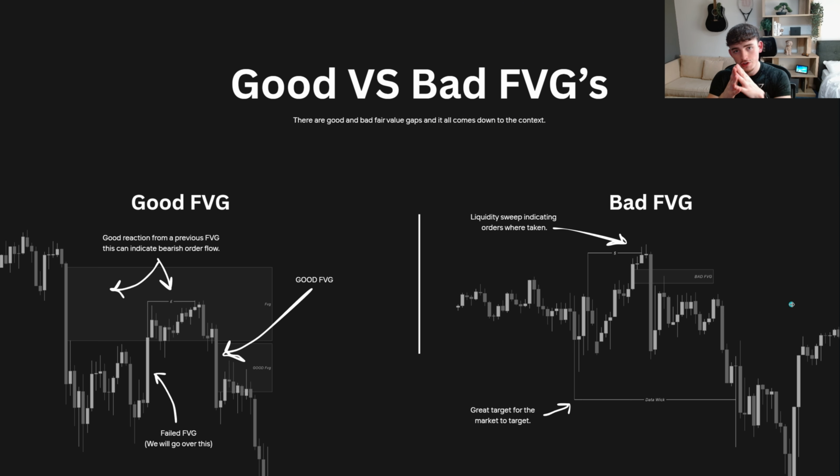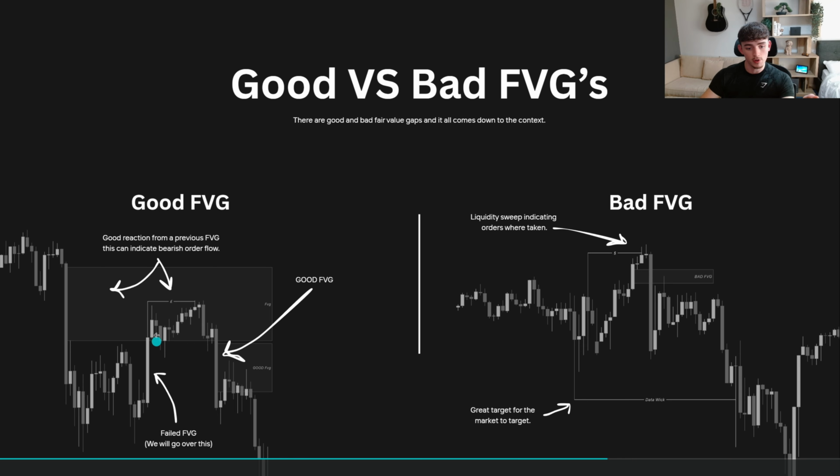Now we have good versus bad fair value gaps and how you can tell the difference. A good fair value gap gets a good reaction from the previous fair value gap. This can indicate bearish order flow. So you can see here, boom, we have respected here. And so we are respecting bearish order flow, and then we failed this bullish fair value gap, meaning that's a confirmation that we are still bearish, and then we form a fair value gap here. What is this likely to do? Hold, because we closed past, so sales are stronger than buys, and we are expecting the market to fill these orders and continue down. So this is a bad fair value gap.